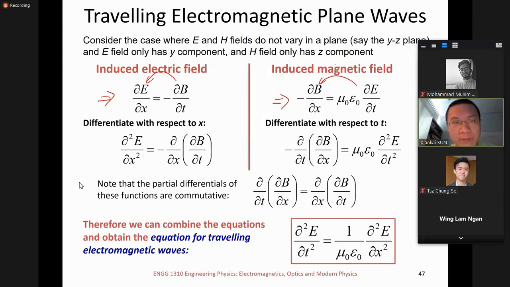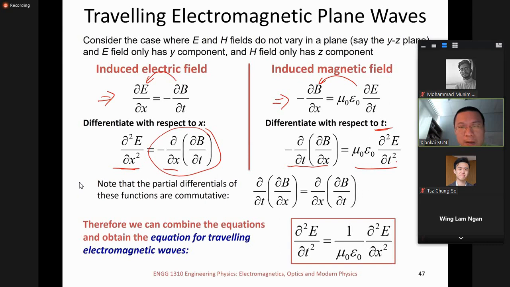Okay, so then starting from this set of equations, we first differentiate with respect to X for the left equation. So this becomes a second derivative, a double derivative with both variables of X and T. And on the right hand side, we differentiate with respect to T. So the left hand side becomes minus partial T bracket partial B over partial X, and the right hand side is the second derivative of E with respect to T.